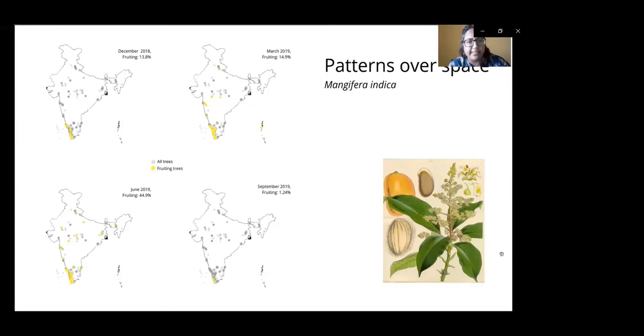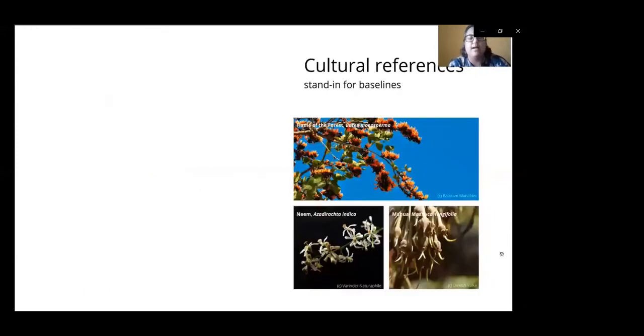However, in India, we do not have systematic records of historic phenology of even the most commonly observed or most widespread of species. So we in turn have realized that we can use cultural references instead of historically collected information to compare contemporary changes in phenology.